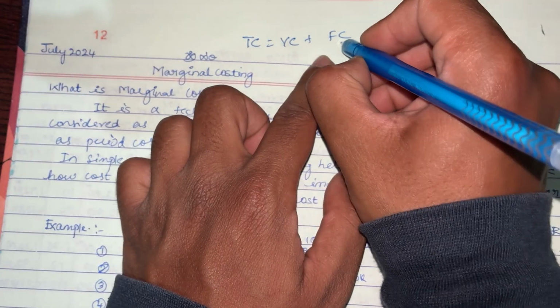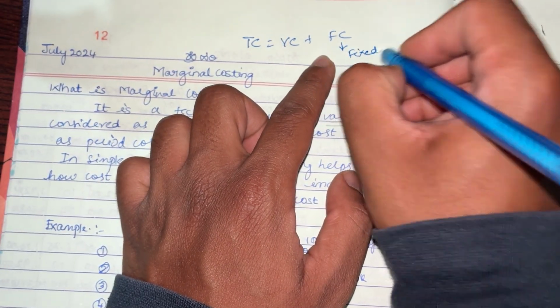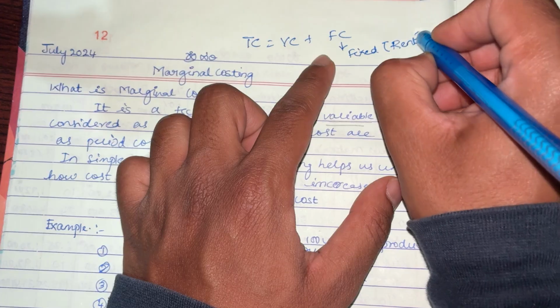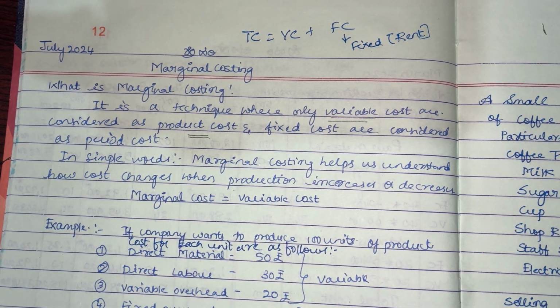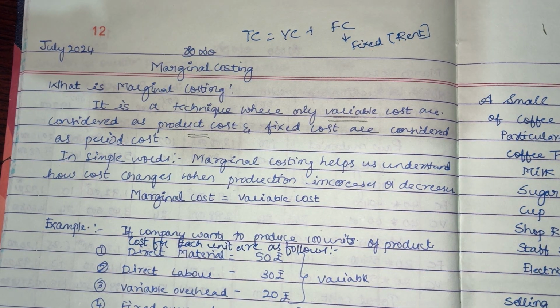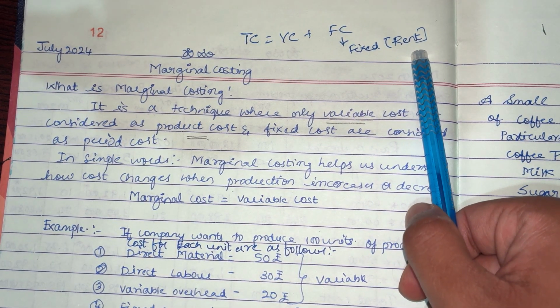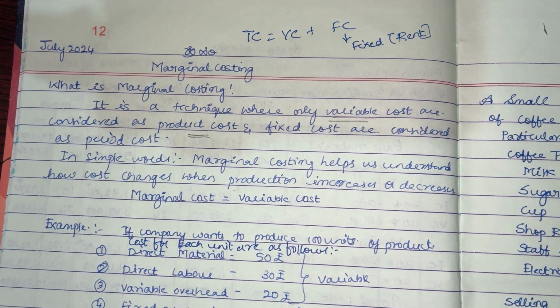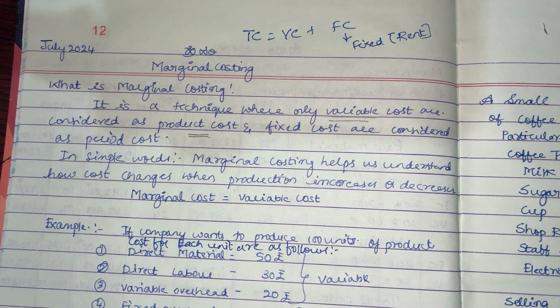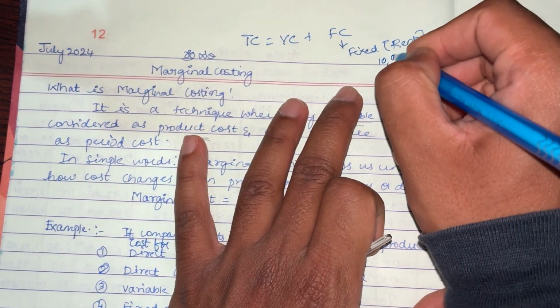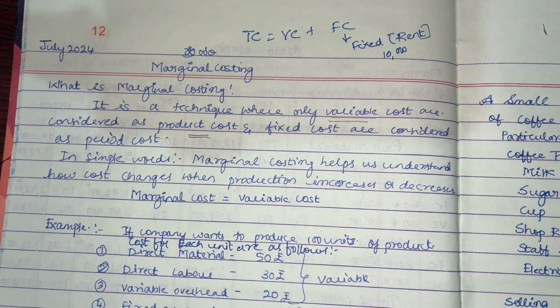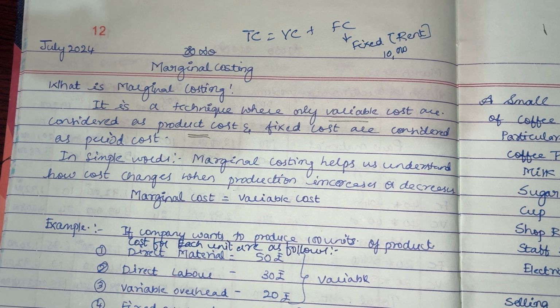Now what happens in the case of fixed cost? It remains fixed. The best example is rent. If a company wants to produce, say, rent paid to a godown, for example, if you are manufacturing one unit, the rent is 10,000, which is fixed. If you are manufacturing two units, the rent you have to pay is 10,000. If you are manufacturing 3 units, the rent you have to pay is 10,000.